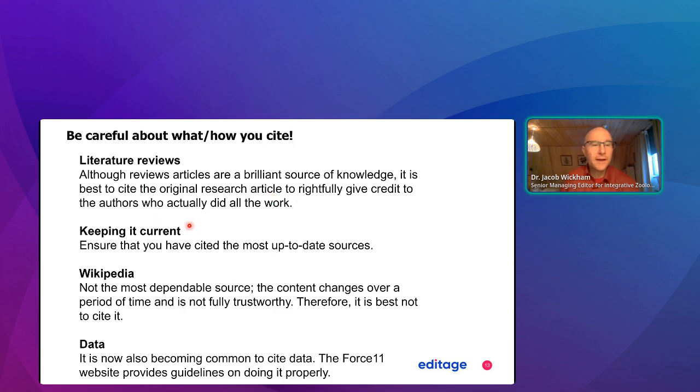So keep it current. If you submit a paper that hasn't cited any papers in the last 5 years, it'll be a red flag for the editors. So make sure you have the most up-to-date sources, including early view and accepted articles as well. These are published papers that have not been assigned to a journal issue yet. So you might want to cite those as well.